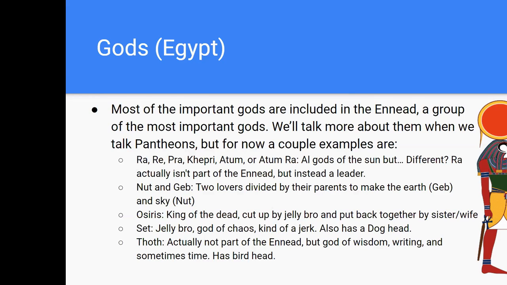Thoth. Not part of the Aeneid, just thought I'd mention him because he's fun. He is the god of wisdom and writing and papyrus and sometimes time. I only saw time once, but one of the stories involves Thoth being a ruler of time. It's confusing. He has a bird head.